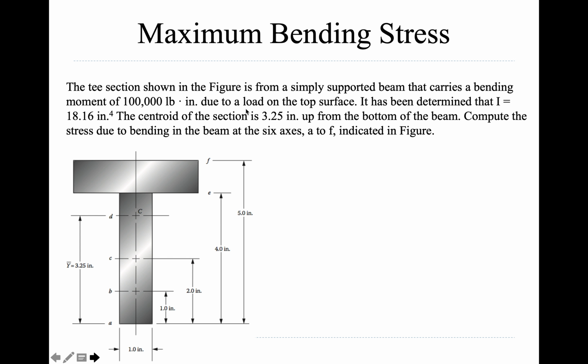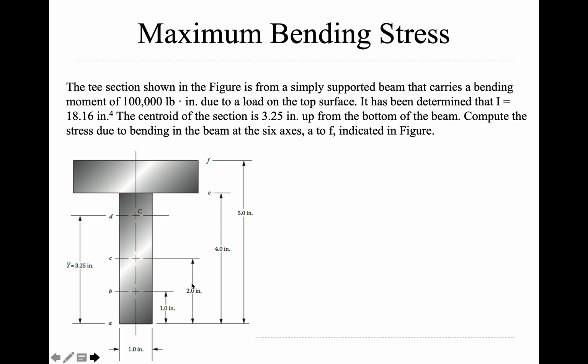It has been determined that I is 18.16 inches to the fourth. Again, I've already given that to you. The centroid, nicely given to you, is 3.25 from the bottom right here. You can see Y bar is 3.25. What I want to determine is the stress due to bending in this beam at six axes, A to F. What does that mean? I just want to know what it is at point A, this little edge right here, the bottom. B, 1 inch from the bottom. C, 2 inches, and so forth. D, E's over here, and F. I want to know what it is at every single position. That's why we're using My over I, because y is now just that distance.